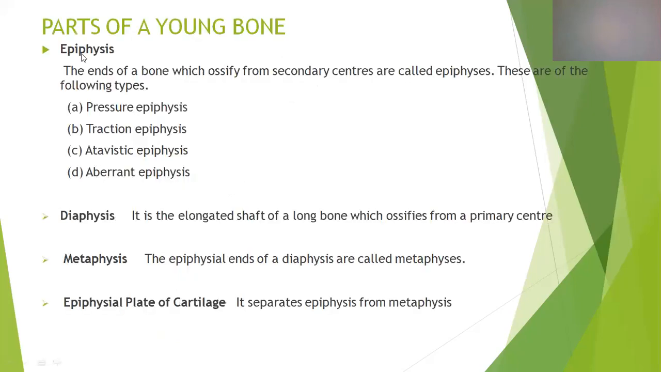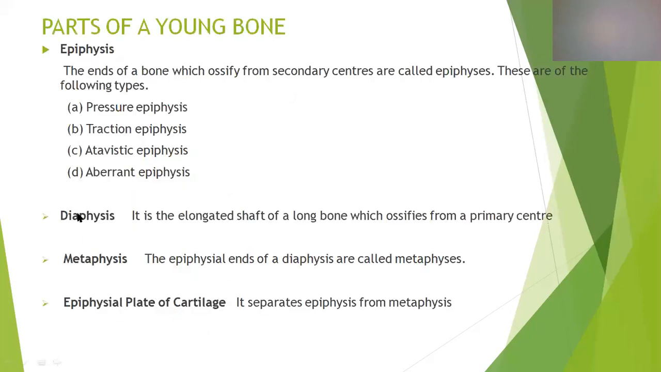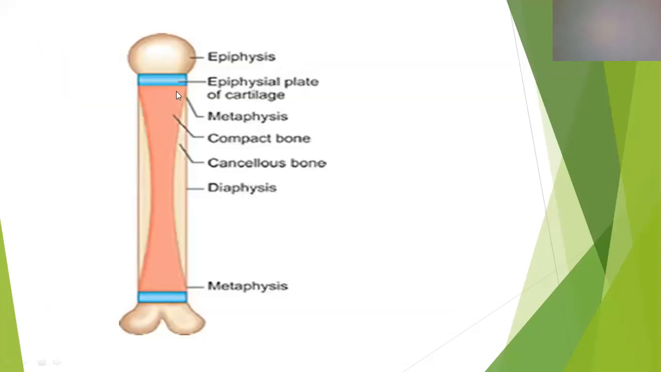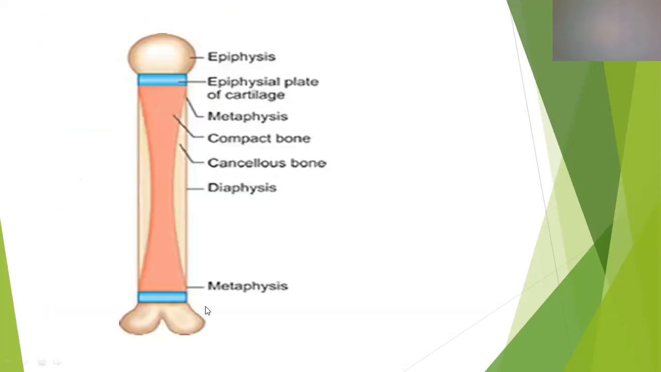So a developing long bone has two ends or two epiphyses. Then one diaphysis, one cylindrical part. Two ends of the diaphysis are known as metaphyses. Then epiphyseal plate of cartilage. These two plates of cartilage are the epiphyseal plates of cartilage.